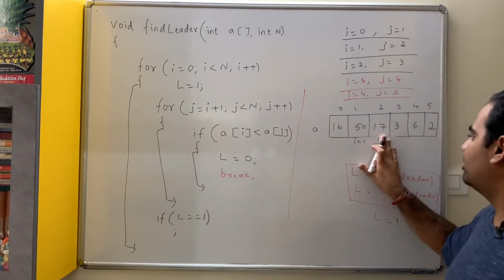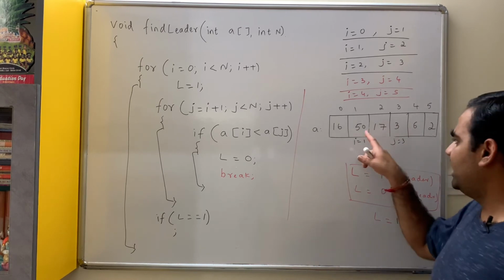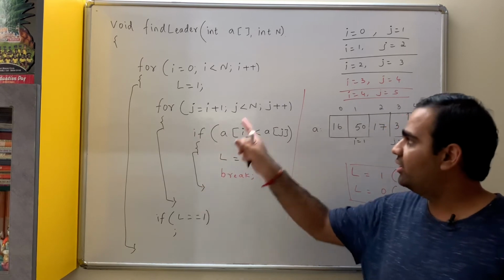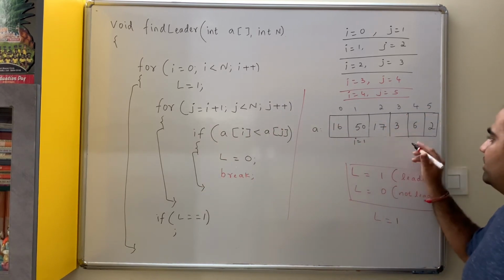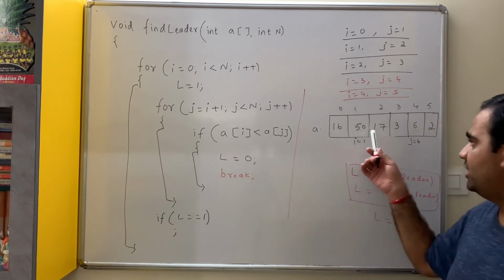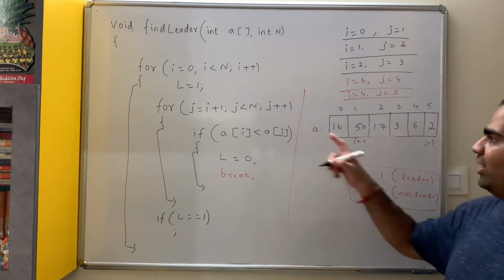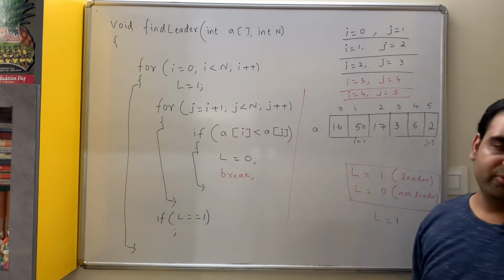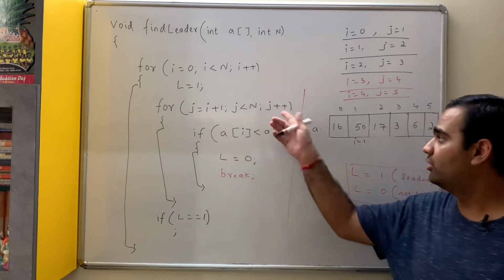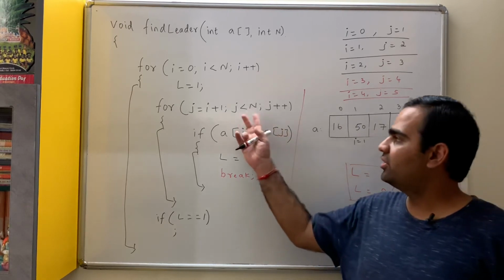You say J plus plus. The value of J will become 3. Again you compare A of I, 50, with A of J, 3. Is 50 less than 3? No, do not execute this. Again J plus plus, J will become 4. Compare again: 50 less than 6? No. J plus plus, 5. Now 5 less than 6, yes. A of I is 50, A of J is 2, 50 less than 2, no. J plus plus, the value of J will become 6, and 6 less than 6 is false.